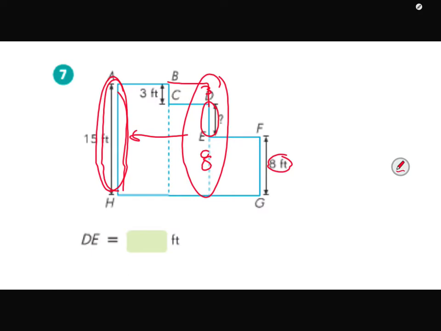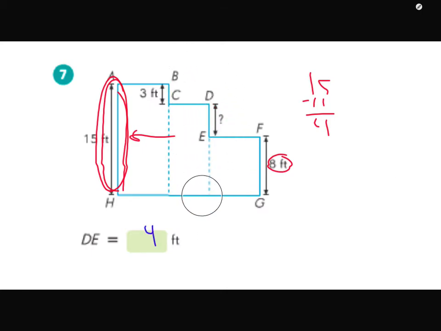Well, let's see. If I take 15 and I get rid of the 8 and I get rid of the 3, I know that 8 plus 3, 8, 9, 10, is 11, and I know 15 minus 11 is 4. So then I'm going to put my 4 right here, and I think that DE is 4 feet.